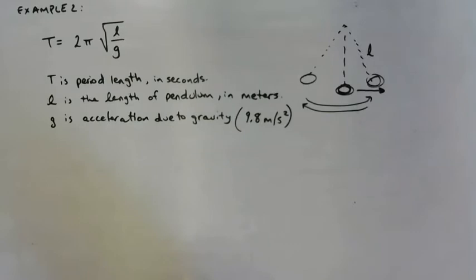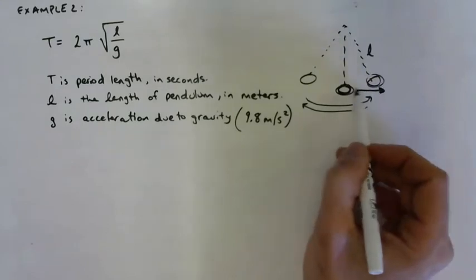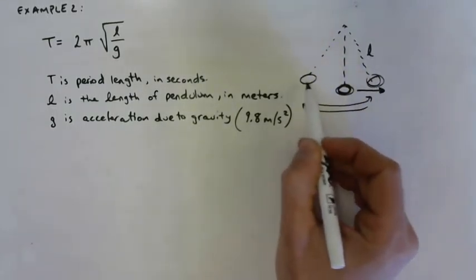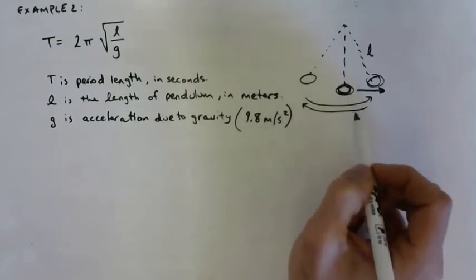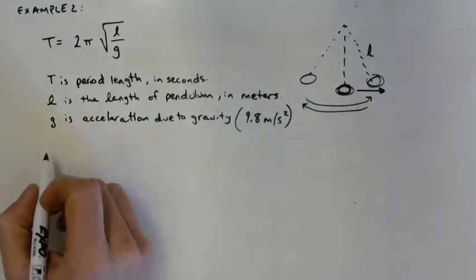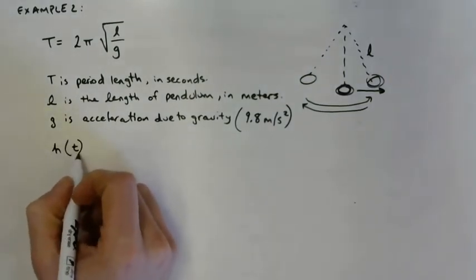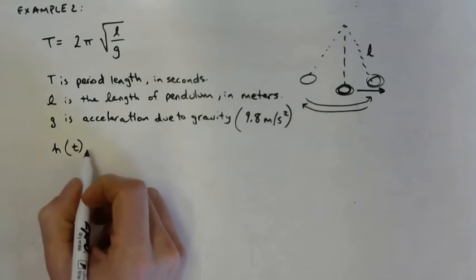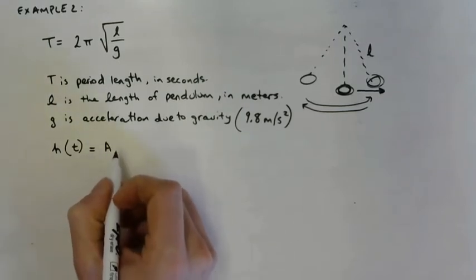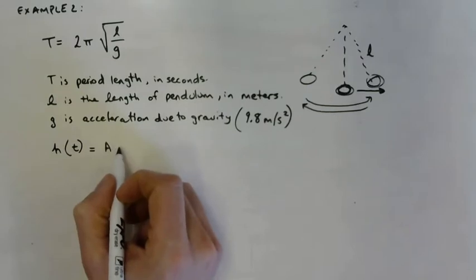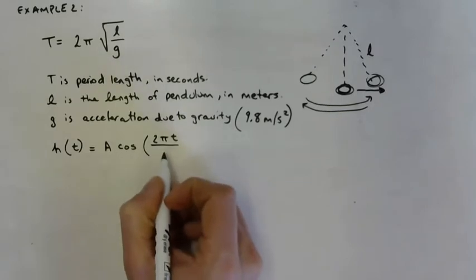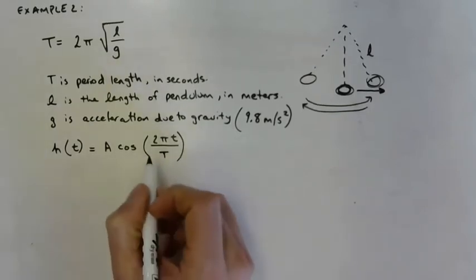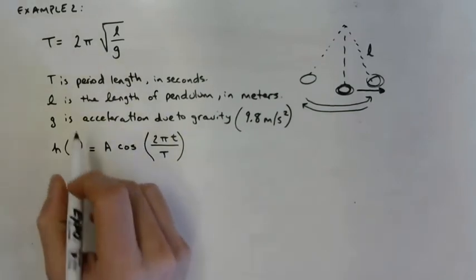Okay, so under these conditions, the horizontal position, left to right, of this ball hanging from a pendulum on a string or rope with length L can be represented by horizontal distance with respect to time is equal to A times the cosine of 2 pi t over capital T. So all this stuff is given in the problem itself. I'm not doing anything new.